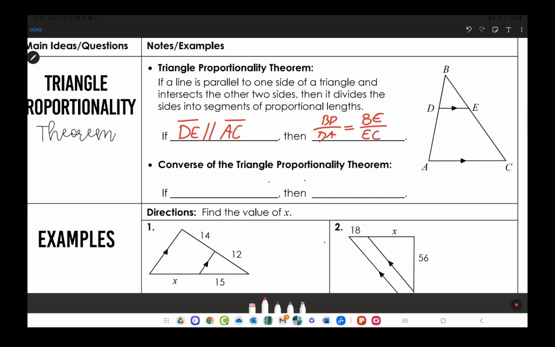So if I have a parallel segment going through a triangle, it splits the sides of the triangle into proportional parts. Now, that is also backwards as well. You can do the converse of that theorem. So if you know you have proportional parts, BD over DA is equal to BE over EC, then DE is parallel to AC.